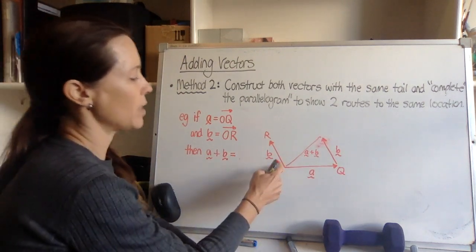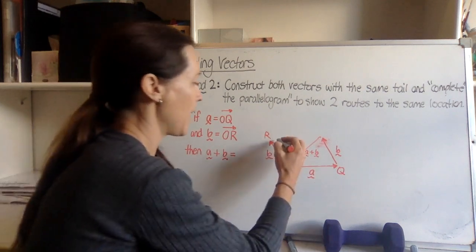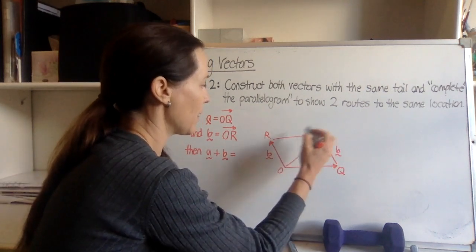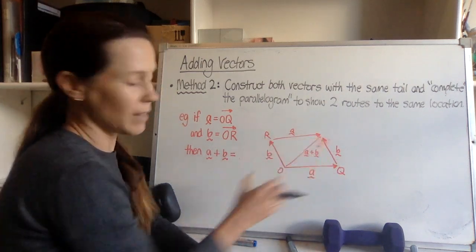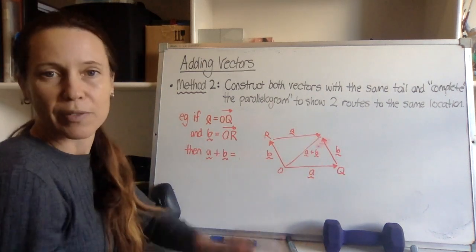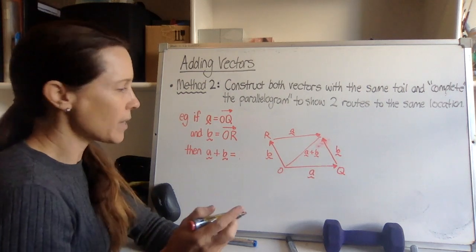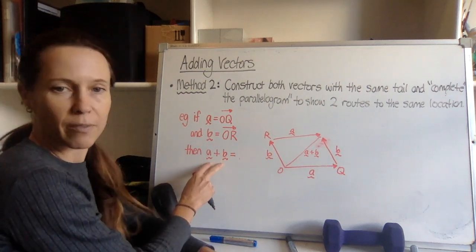So we can see that we could easily have done vector B first, and then vector A would come along here like this, and it's going to be parallel to the other vector A and the exact same length. Okay, my drawing's not perfect, but you're getting the idea. And we can see there that the order doesn't matter when we add vectors.